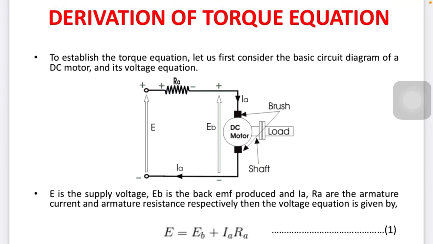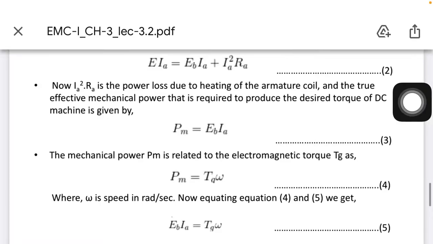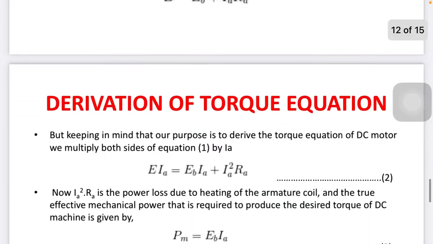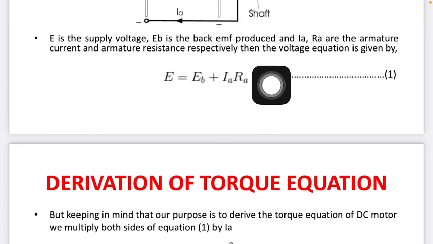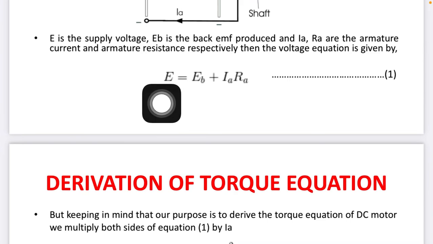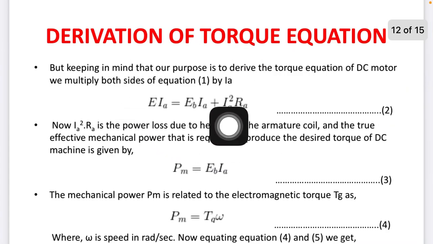So here V is the supply voltage, EB is the generated voltage (back EMF), and IA and RA are the armature current and resistance respectively. So in case of a motor, what do we write? V is equal to EB plus IA RA, equation number 1. Now I multiply by the current IA on both sides. So over here we get V into IA, EB into IA, and IA square into RA.